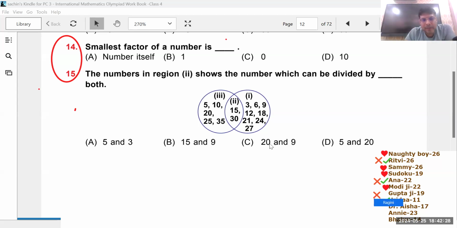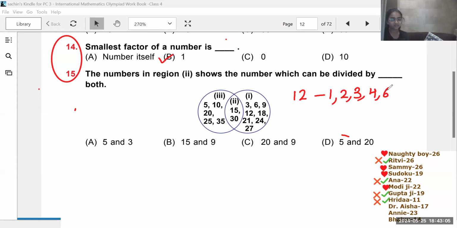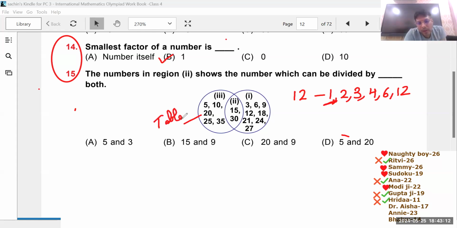So the smallest factor of a number, Anna, what should have been the answer? Sir, one. So what is the problem in this? You were told that one is neither a prime number. Beta, I am still saying that one is neither prime nor composite. But it is a factor. Whenever we write factors, we start from one only. When I wrote the factors of 12, I started from one. Everyone got it correct, that's great.